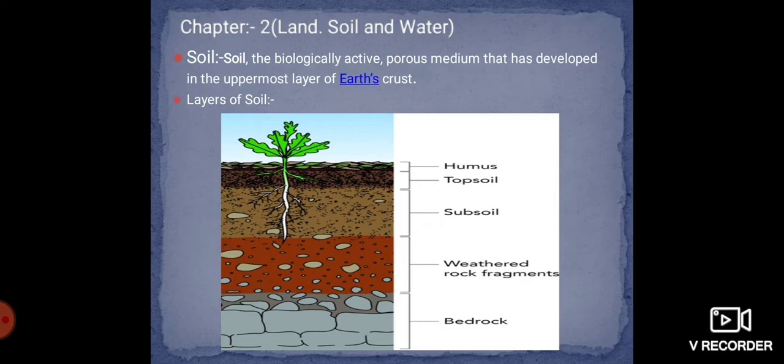Third is horizon C, bedrock. Bedrock is also known as parent rock and lies just below the subsoil. It contains no organic matter and is made up of stone and rock, so it is very hard. This layer represents a transition zone between the Earth's bedrock and horizons A and B.